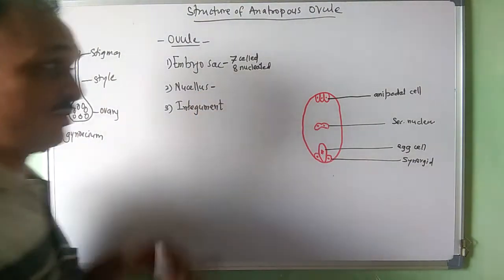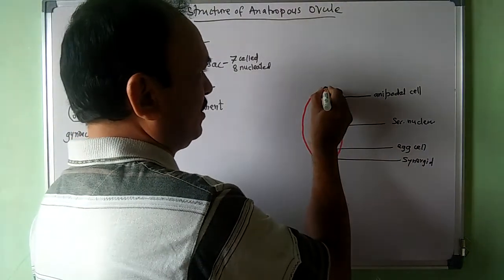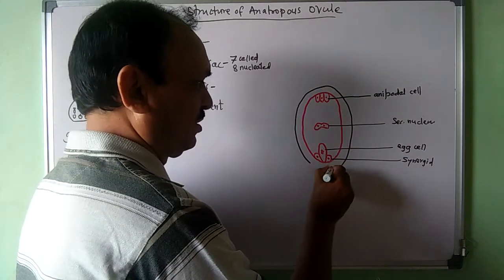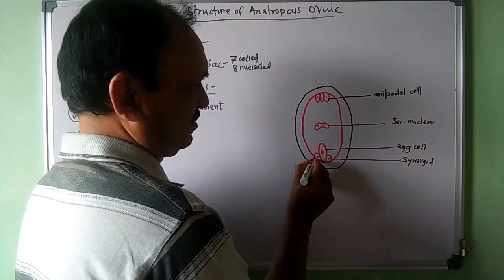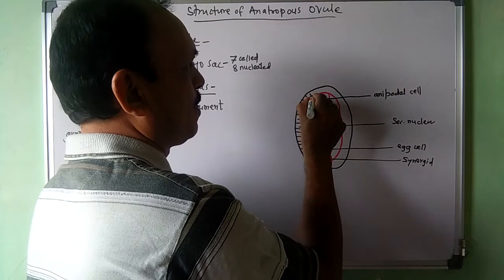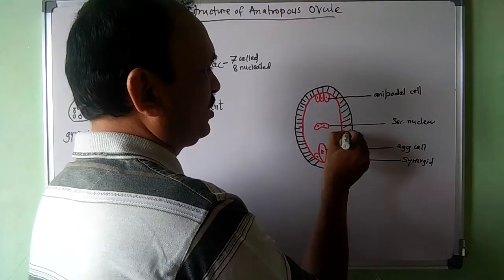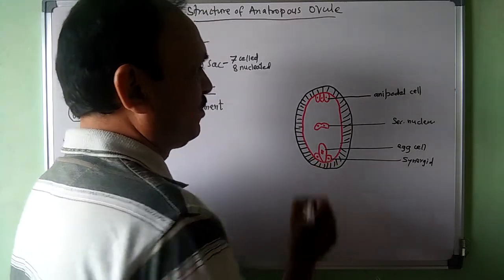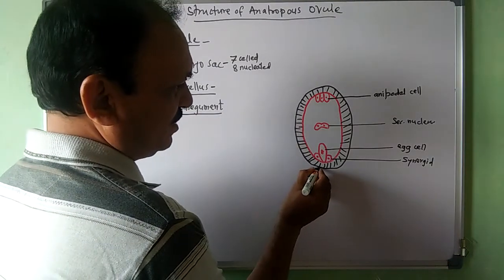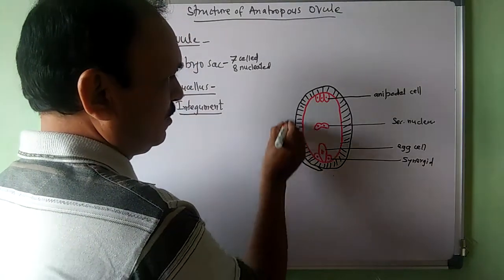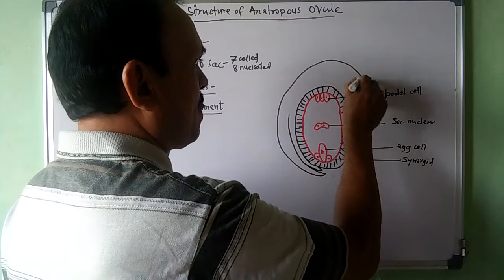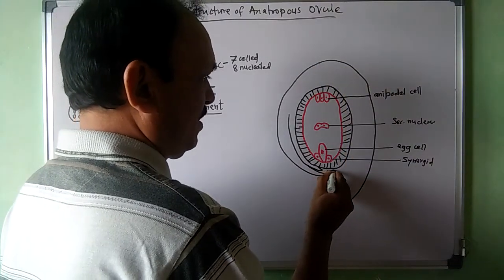Now the embryo sac is covered by a parenchymatous sheet, which is called the nucellus. This is the nucellus, which is a nutritive layer that provides nutrition to the embryo sac. Now after the nucellus, a double layer is found in the anatropous ovule.